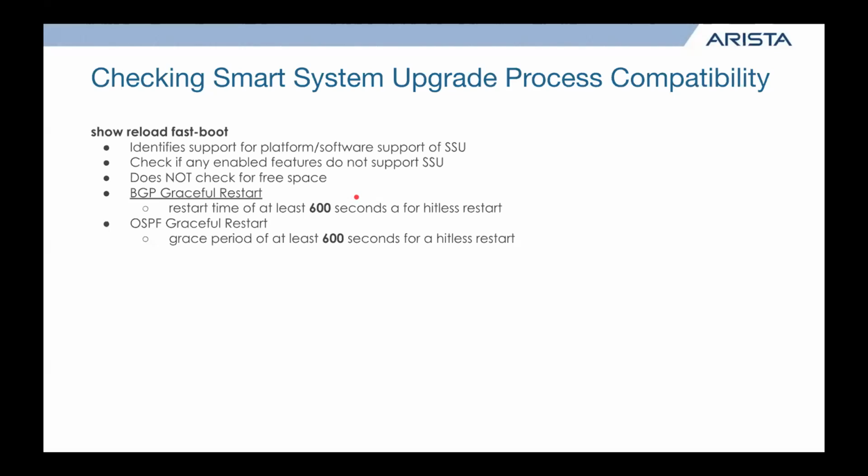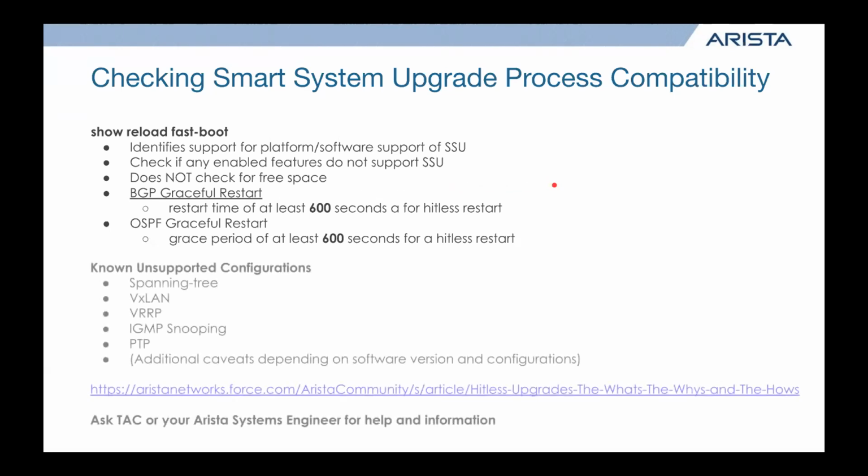The most common things I see here are that you need BGP graceful restart and OSPF graceful restart set, just so we can maintain those control plane connections while the control plane actually goes down. There are several known unsupported configurations, though that list is decreasing over time. For example, in 4.27, we added PIM support for SSU. So if you have PIM, NSF, nonstop forwarding, you can do an SSU still.